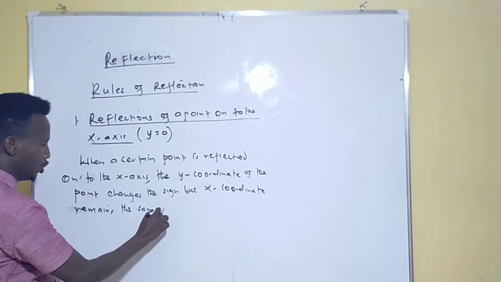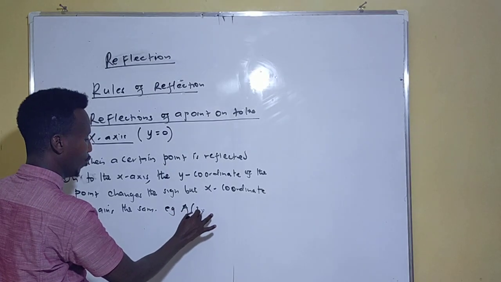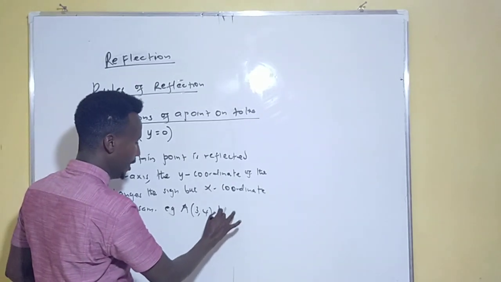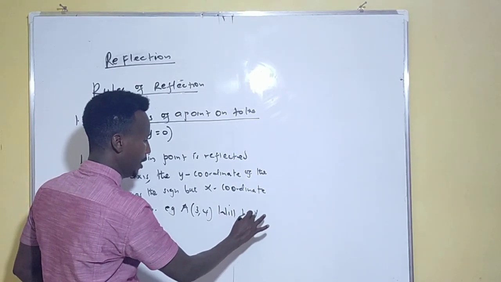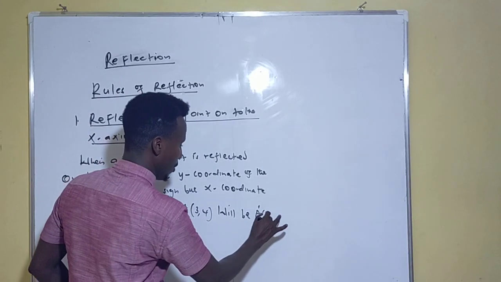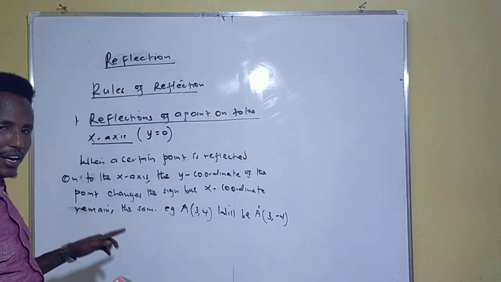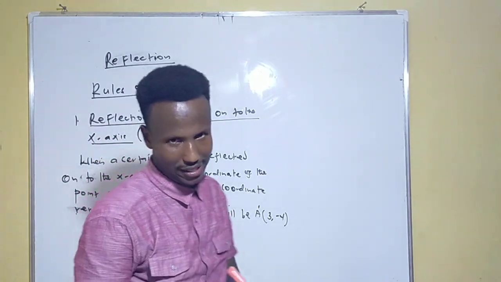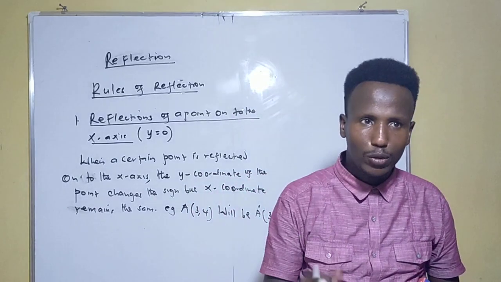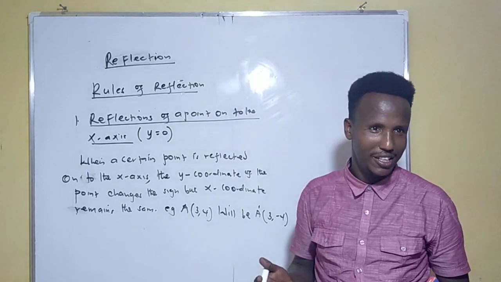Let's say, e.g., A, which is (3, 4), when reflected onto the x-axis will be A prime. This is the image, don't forget. This is the object and this is the image. (3, -4). So we are saying when a given point is reflected onto the x-axis, the x-coordinate of the point given remains the same, but the y-coordinate changes the sign. Don't forget that, please. That's rule 1 of reflection.